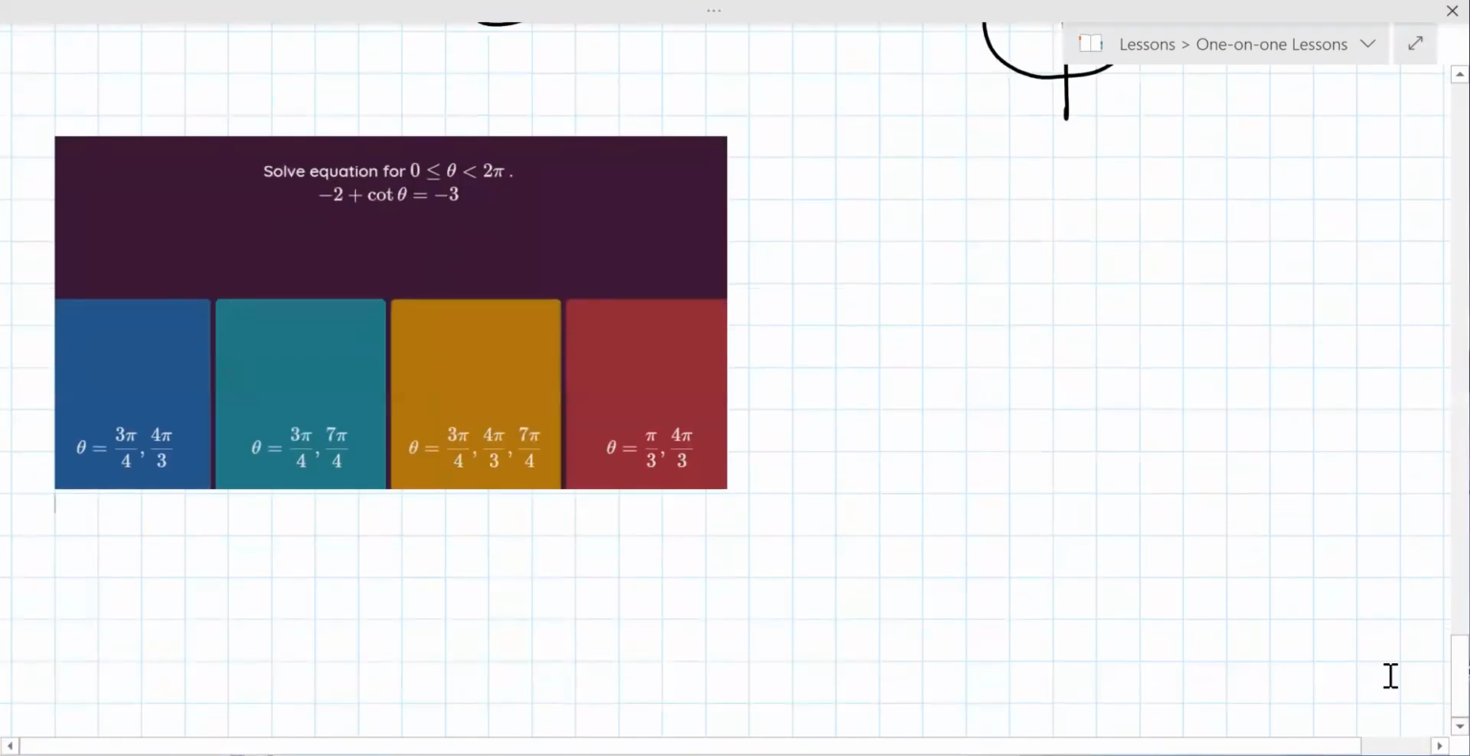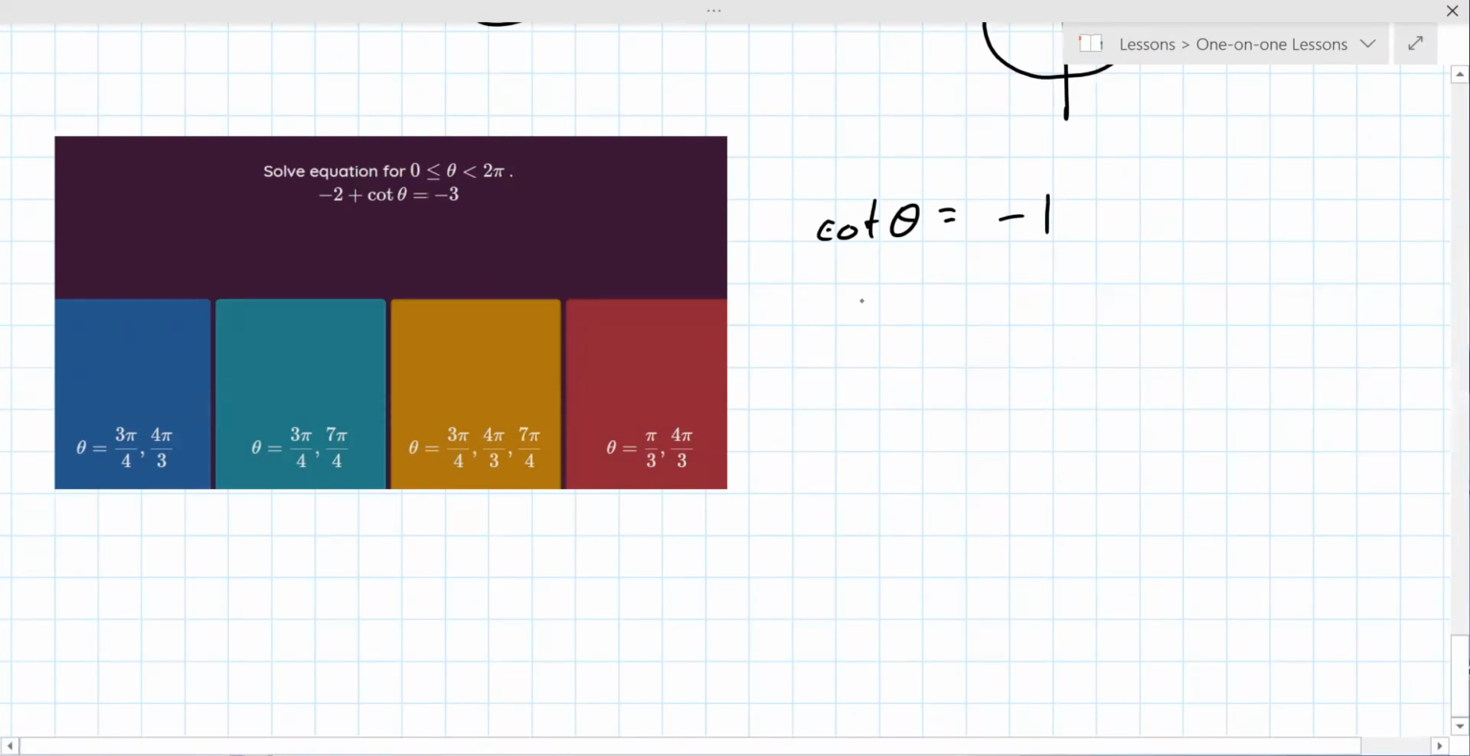All right, so this one, you want to solve it for cotangent theta. So you're going to add 2 to both sides. That's cotangent of theta equals -1. Cotangent and tangent share a lot of properties at certain places because they're just reciprocals of one another. So the reciprocal of -1 is -1.